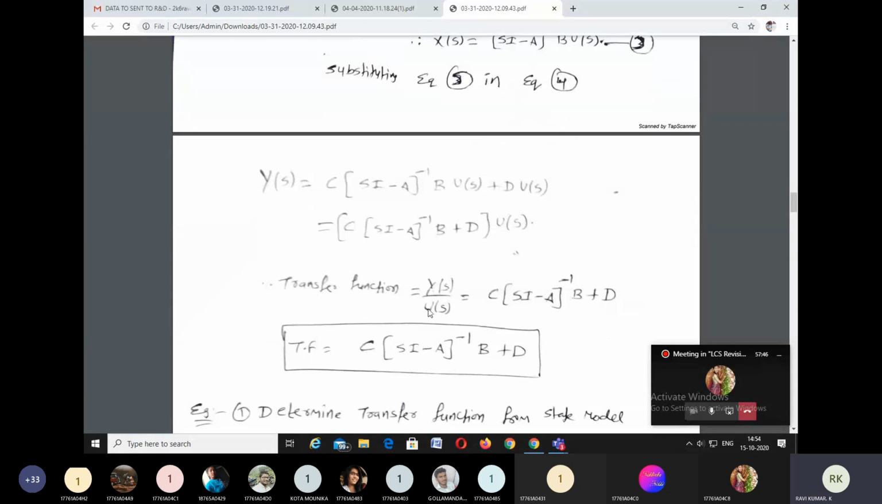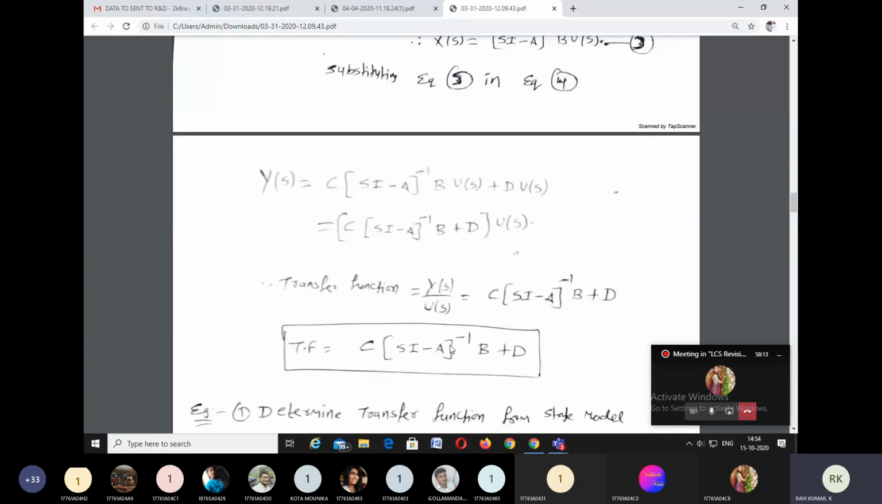So this is the transfer function. They will give the A matrix, B matrix, C matrix, and D matrix, and ask for the transfer function. So the formula is Y(s) by U(s), that is output by input, equal to C (sI minus A) whole inverse B plus D. This is the transfer function equation. The derivation is also important. Now we'll see one example.